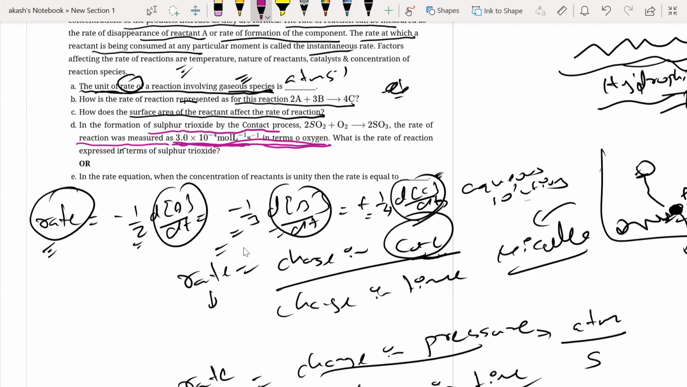Minus del of O2 by del T. No. I'm asking you to define it in words. When I say this is the rate with respect to oxygen.